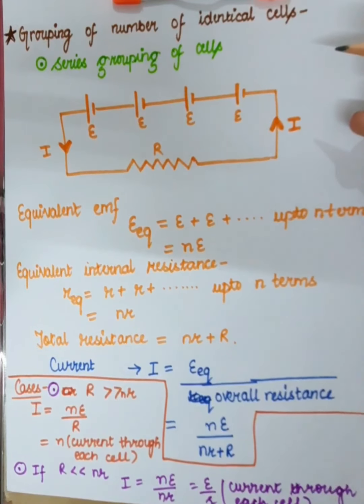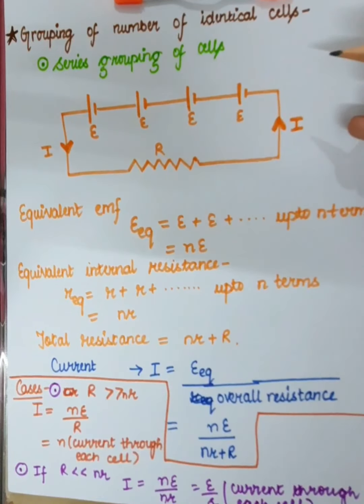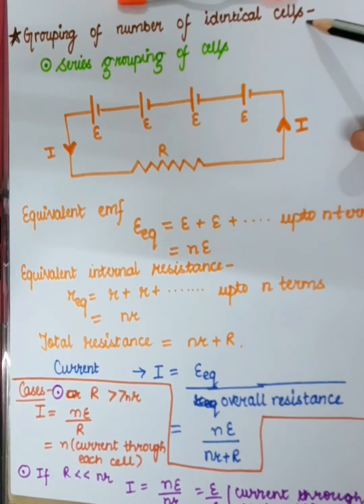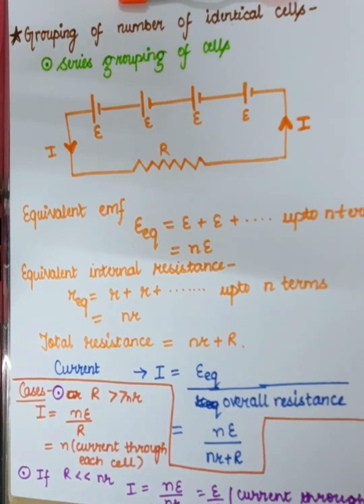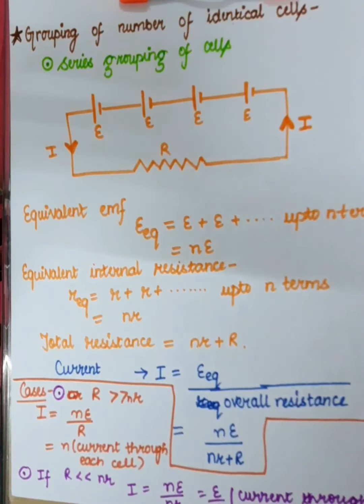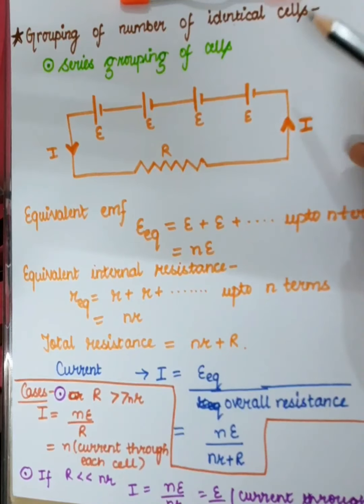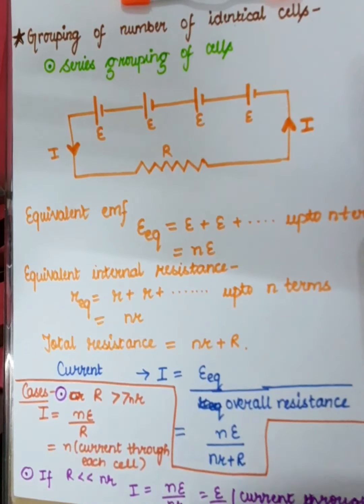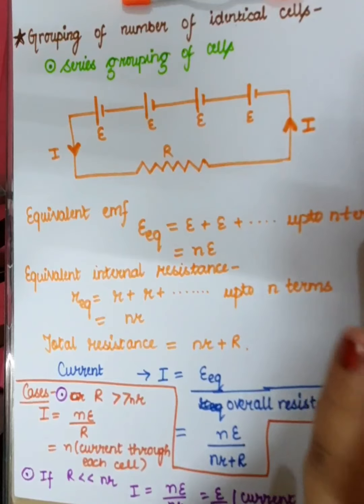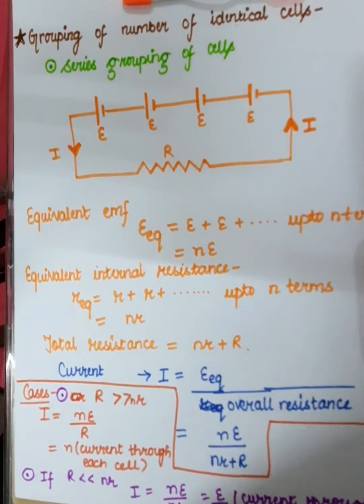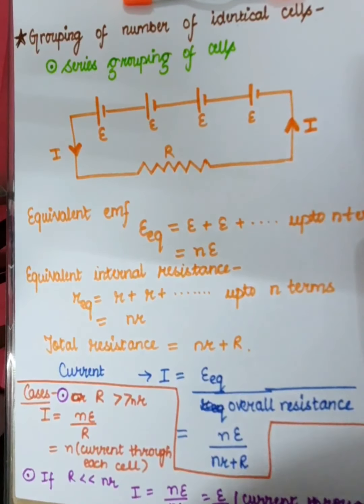Dear students, in this video, we are going to discuss identical cells. Identical cells means the cells having the same EMF and the same internal resistance. And now we will try to combine the identical cells.